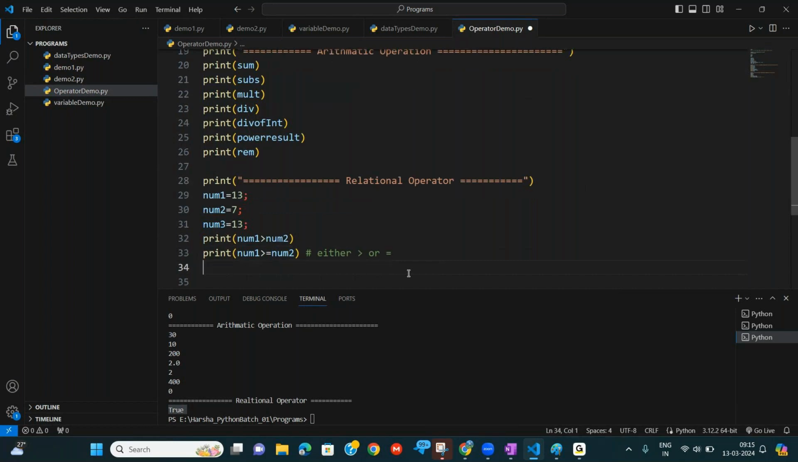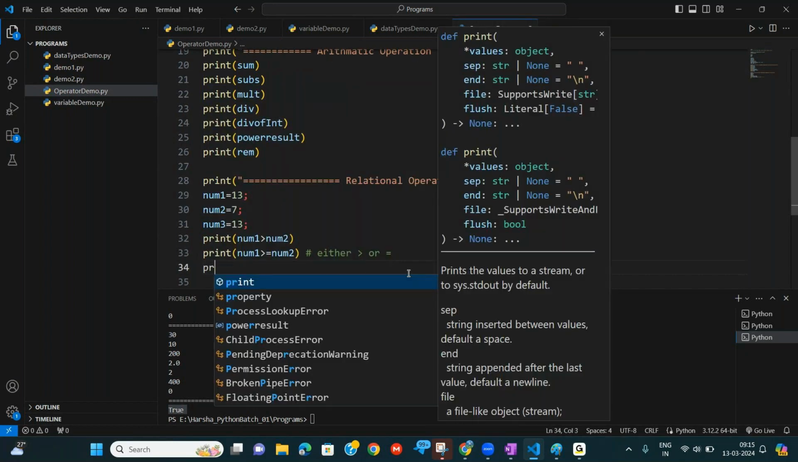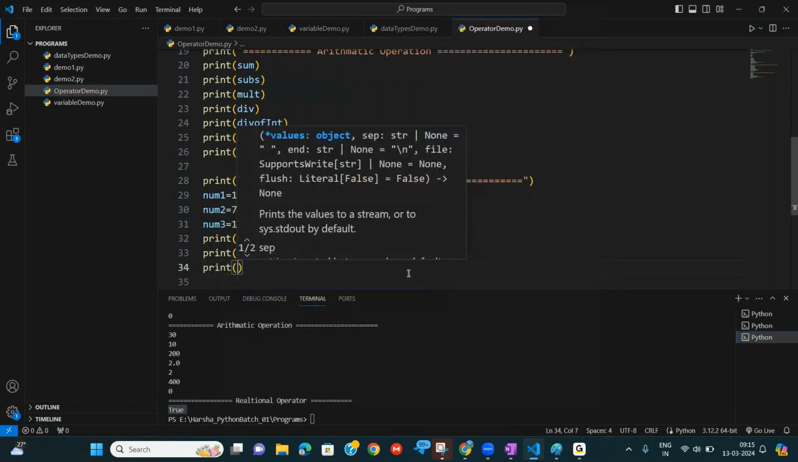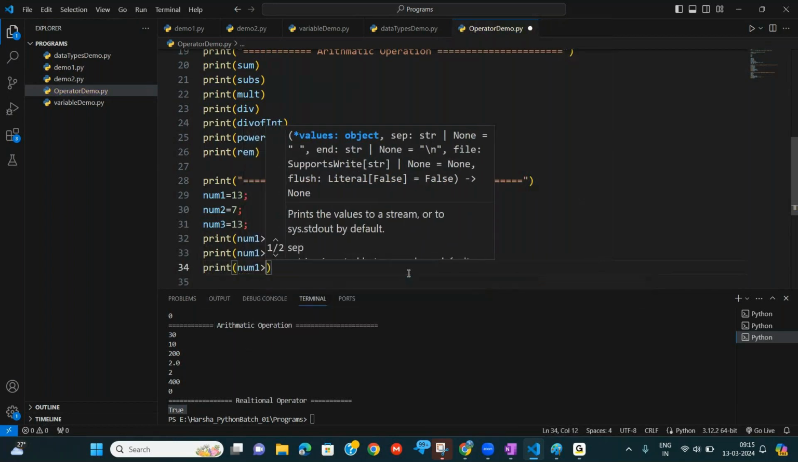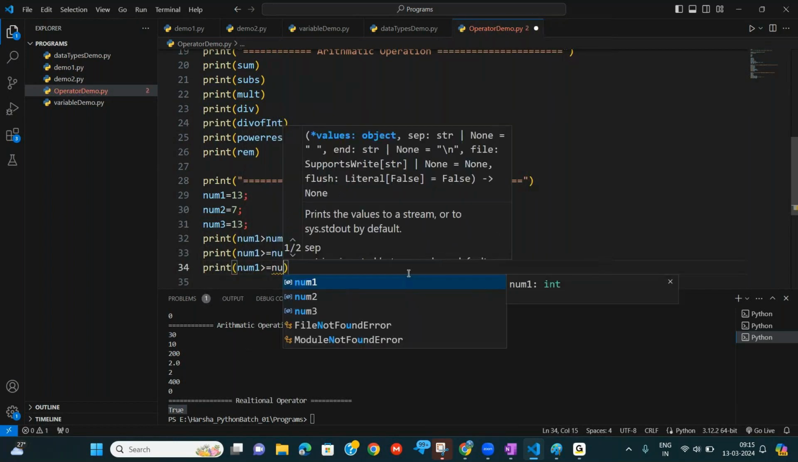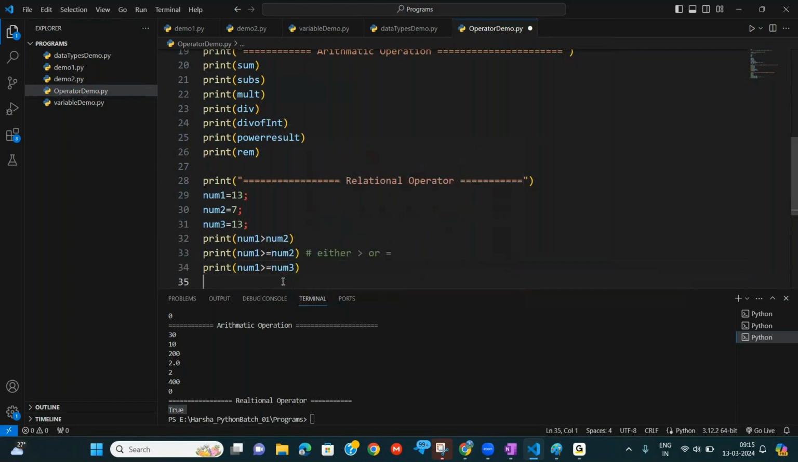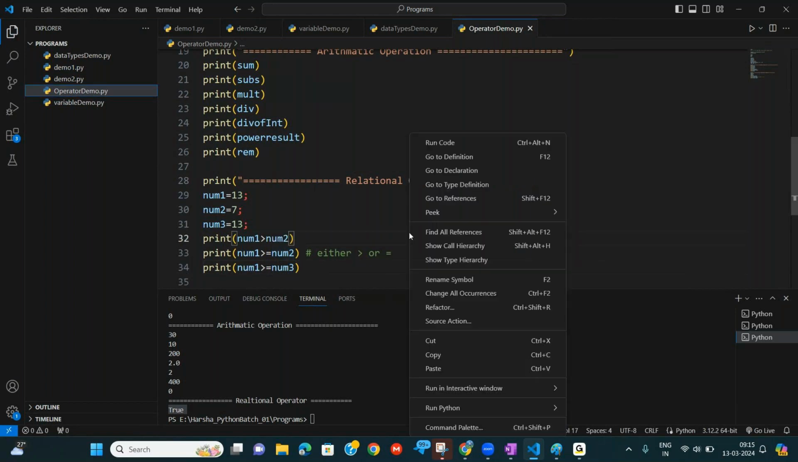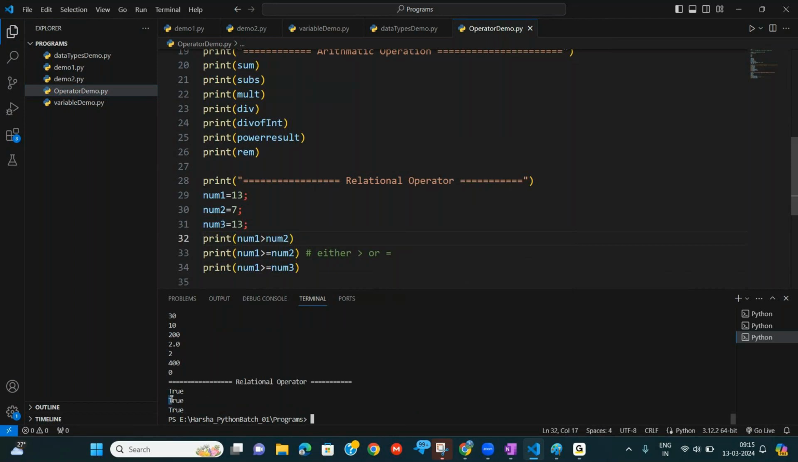But if I'm trying to print, let's say, num1 greater than equal to num3. So here, for greater it is not satisfied, but for equal, yes, it is satisfied. Then also I'm getting a true value. Okay, so both are giving me true. So if I'm trying to see the output, you can see I'm getting true.